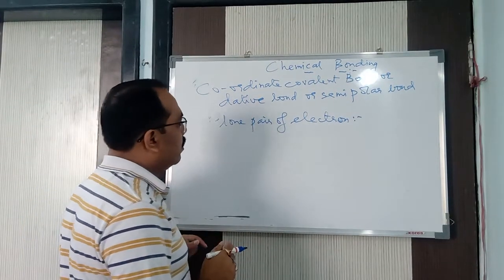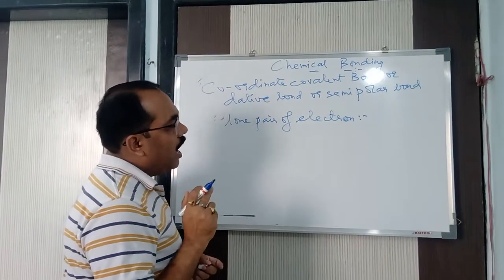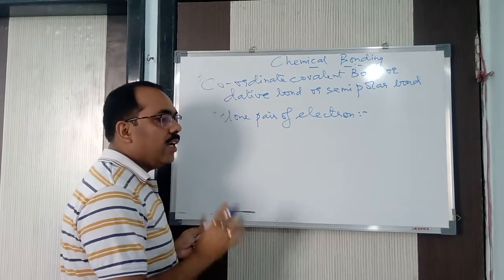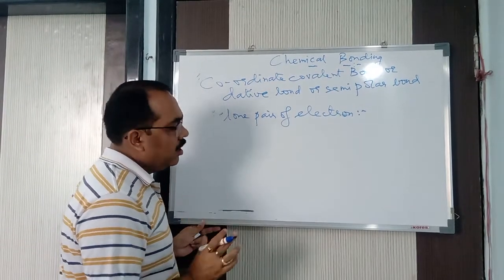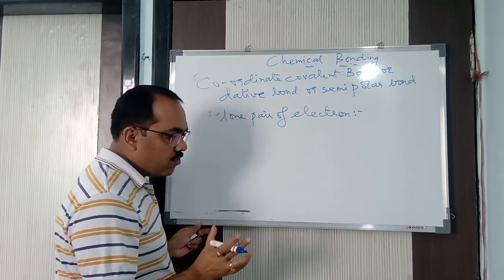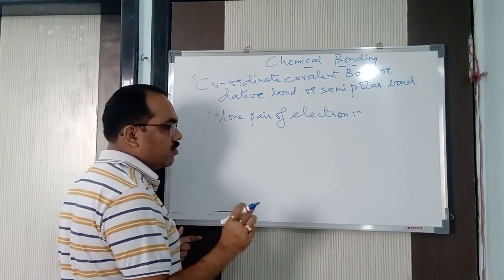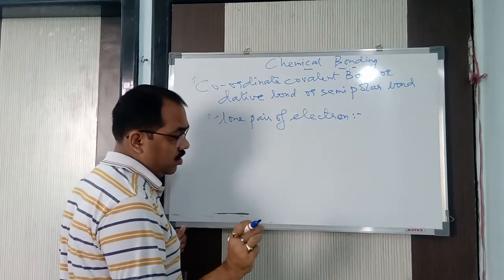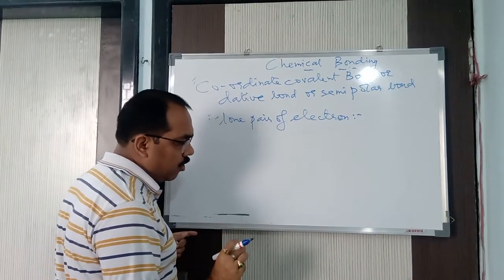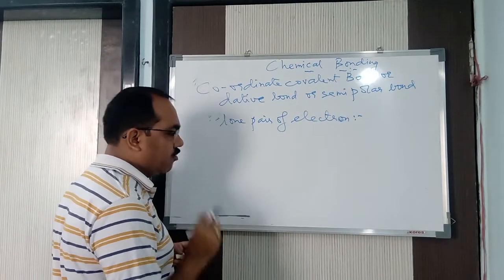Now you just understand this. What does the word lone pair of electrons mean? Remember that in a particular molecule we have an atom which is said to be the central atom. Once the central atom attains the octet structure, that means its outermost shell is fully filled, there may be some pairs of electrons which do not participate in bond formation. That pair of electrons is known as a lone pair of electrons.